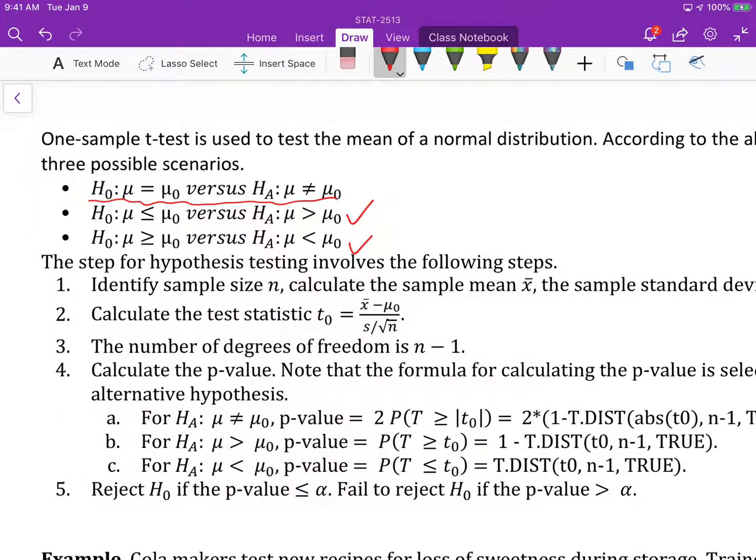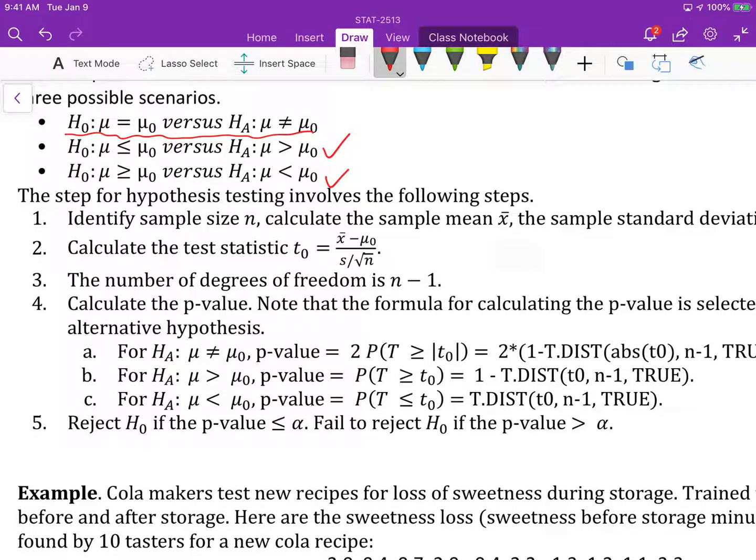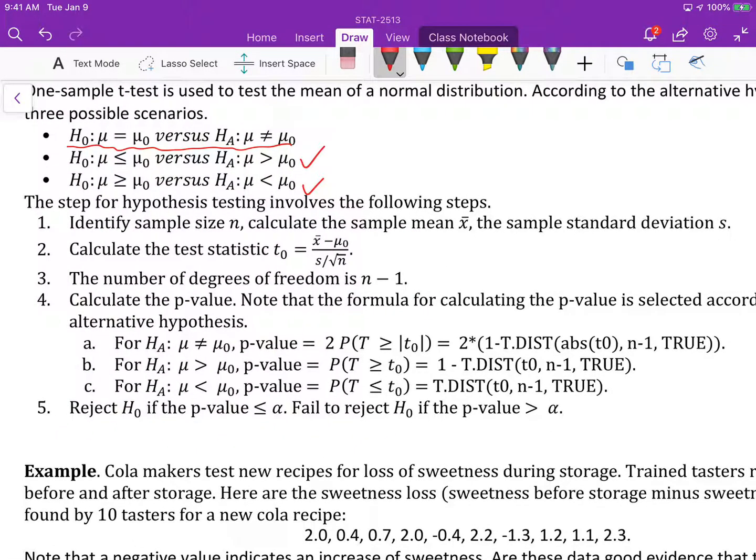So basically, the first step to conduct a hypothesis test is you need to correctly identify which test you want to conduct. After that, the following steps list how to conduct a hypothesis test. First, of course, we need to identify some quantities. The important quantities include the sample size n, the sample mean x bar, and the sample standard deviation s.